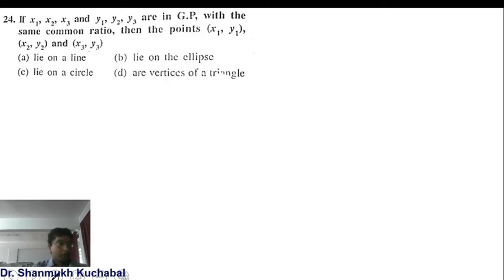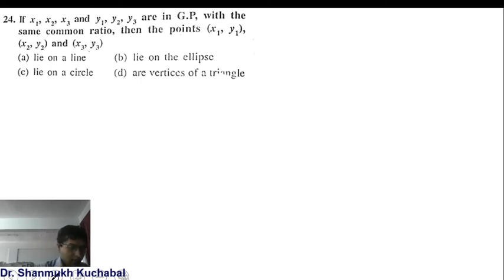So very simple, you can verify this. Okay, we'll move to the next example. The question is, if x1, x2, x3 and y1, y2, y3 are in geometric progression with the same common ratio, then the points (x1, y1), (x2, y2) and (x3, y3) are.